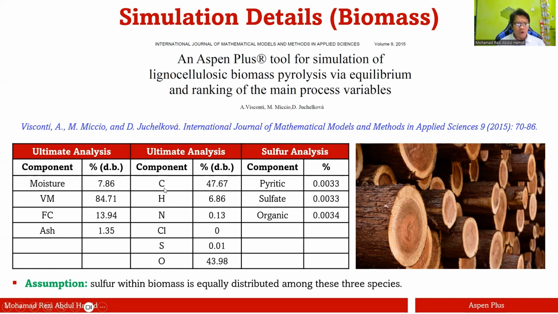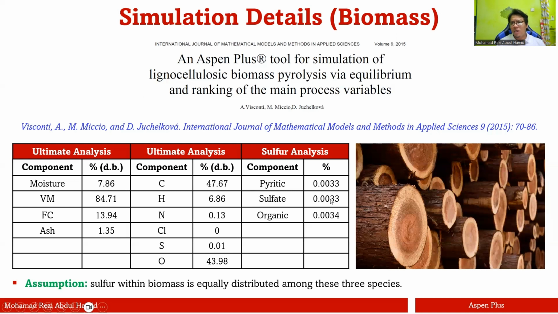Now, the ultimate analysis is basically the elemental composition of the biomass, without moisture, because these are dry basis, where you have carbon, hydrogen, nitrogen, chlorine 0, sulfur 0.01, and then oxygen is 43.98. When you add all of these together, dry basis without any moisture, it is equal to 100. For the proximate analysis, volatile matter plus fixed carbon plus ash, those are the dry basis composition of the biomass. You add all of these three components together, it becomes 100. Now, when you add moisture, it becomes 107.86.